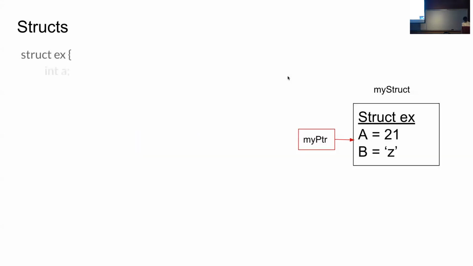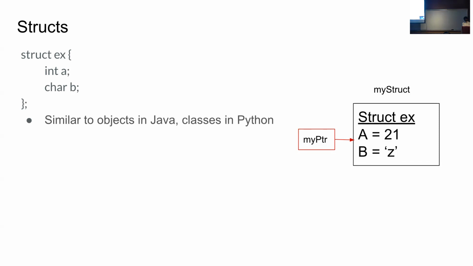All right. So now let's go on to our next topic, structs and unions. Okay. So structs. This is an example of a struct. It's basically similar to objects in Java or classes in Python. Okay. So we initialize it by doing struct, then struct name, and then the name of the variable that you want to call it. So in this case, we would be making some object of type ex and calling it myStruct.